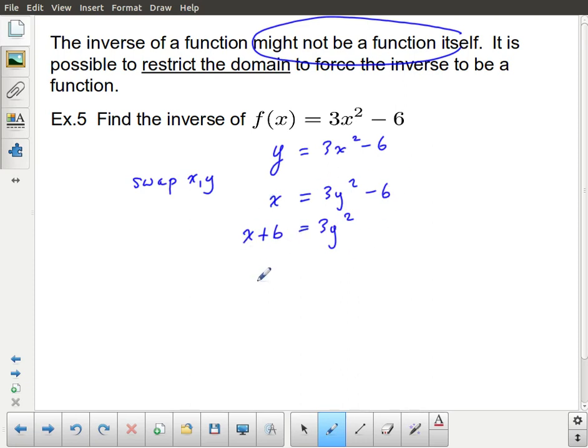I add 6 to both sides. I end up here. I divide both sides by 3, and I end up with y squared equals x plus 6 over 3. Now I could leave it in this form, and I think I will for now. But now I'm going to take the very important step, which is in order to get this to be y equals, I have to take the square root. But because I'm taking the square root of a variable, I don't know whether I meant the plus or the minus or the positive or the negative solution, so I have to account for both of them. And this is what I end up with. I end up with the square root of x plus 6 over 3.